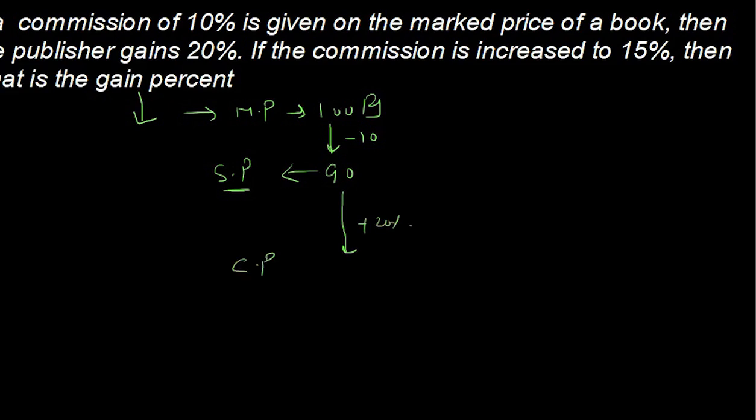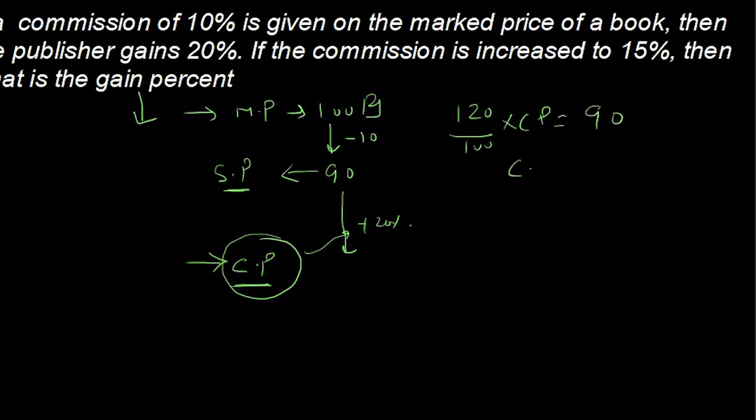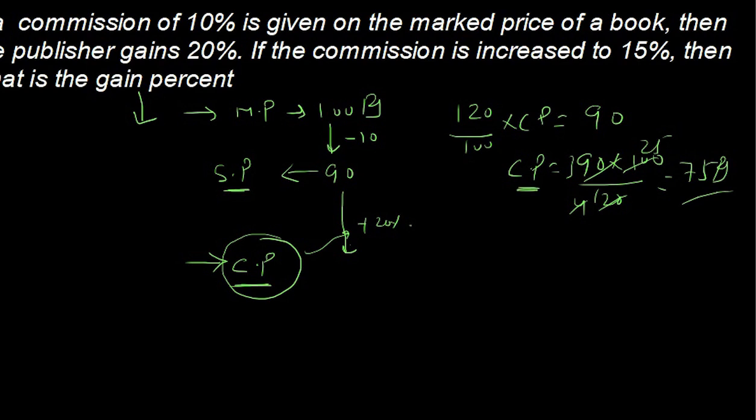So the most important thing, as I already told you in the theory part, is that whenever you are solving a question of profit and loss, make sure that you calculate the value of cost price. So cost price can be written by gaining 20% on this. So we can say 120% of cost price equals 90 rupees. So what should be the value of cost price? It is 90 into 100 divided by 120. So cost price is 75 rupees. So 75 rupees is the cost price of this particular book.